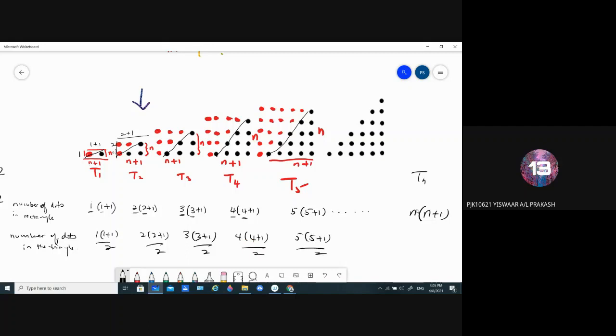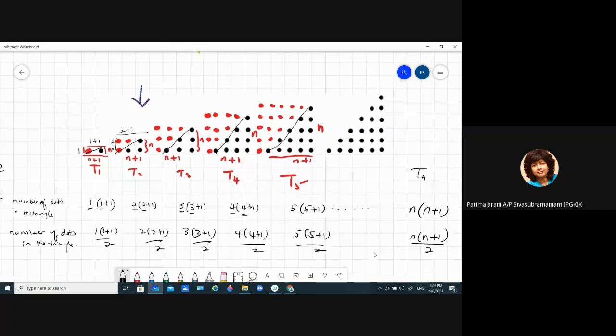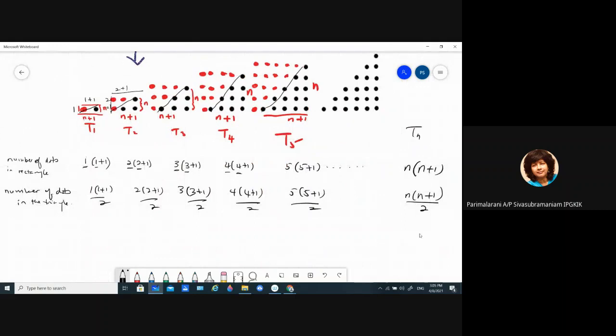Therefore, in the nth term, there will be n into n plus 1 divided by 2. That is the number of dots in the triangle. From here, we have proved that term n has n into n plus 1 over 2 number of dots, or you can find the nth term by using this formula.